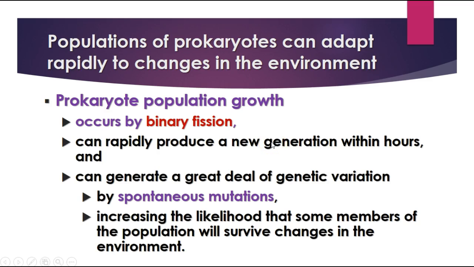Prokaryote population growth occurs by binary fission. They don't undergo mitosis. They only have one chromosome, which is a circular chromosome. And so it's much easier and faster for them to reproduce, and they don't have to undergo the complex processes and stages of mitosis like eukaryotic cells do. They can rapidly produce a new generation within hours. A lot of bacteria replicate every 20 minutes or so.